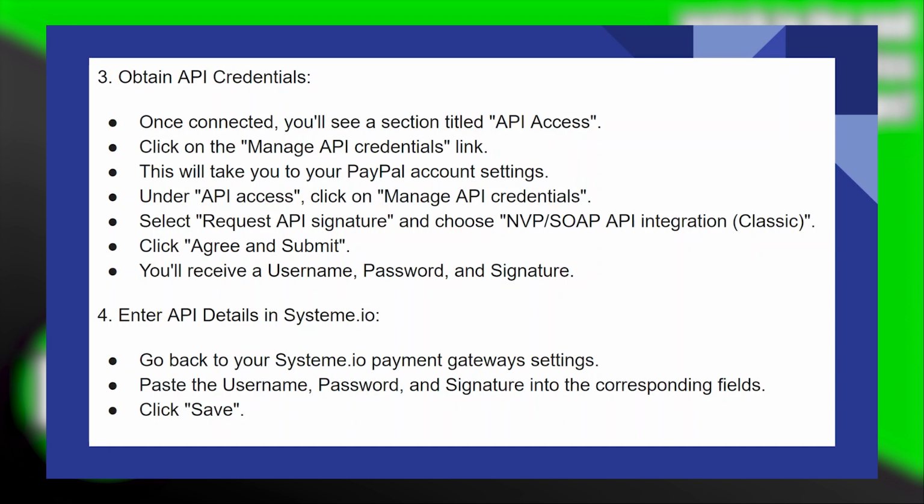Click Agree and Submit. You will receive a username, password, and signature. Go back to your system.io payment gateway settings. Paste the username, password, and signature into the corresponding fields. Lastly, click on Save.